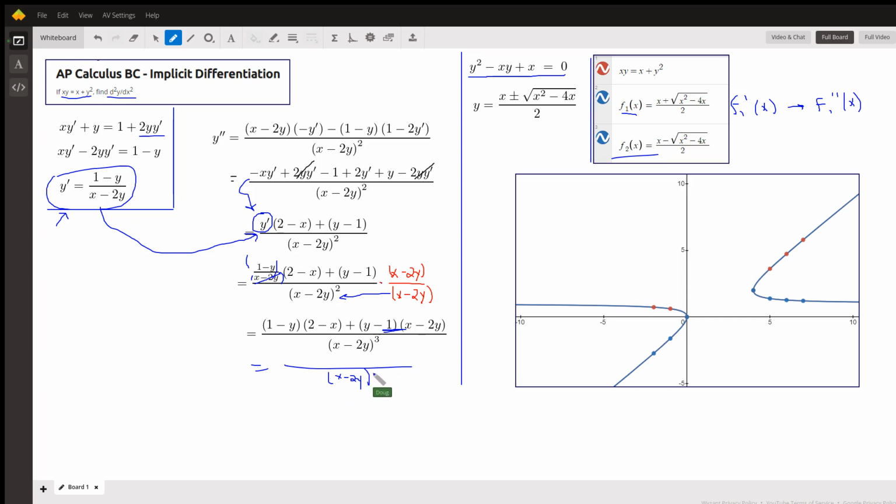So if you want to find the concavity of these curves at a given point, you need to know the x and the y coordinate when you're using this formula for the second derivative. If you do it explicitly, you can find the concavity just by substituting x.